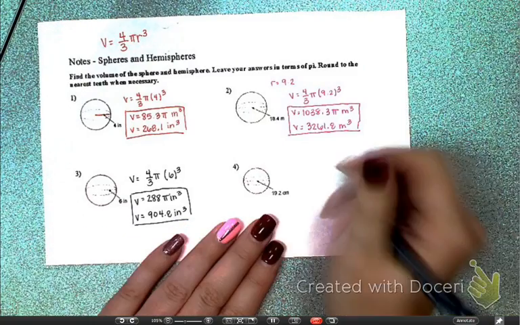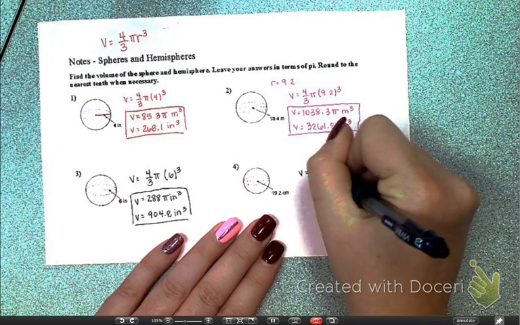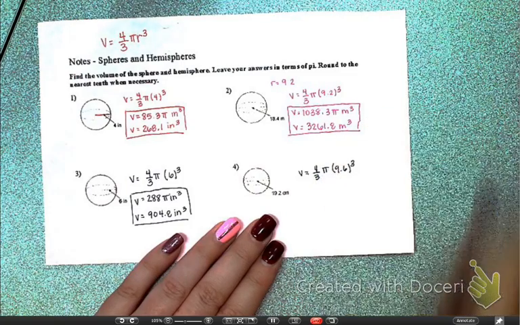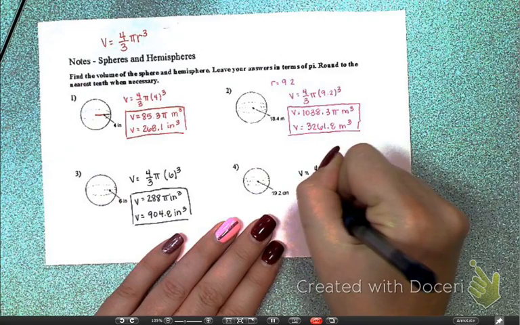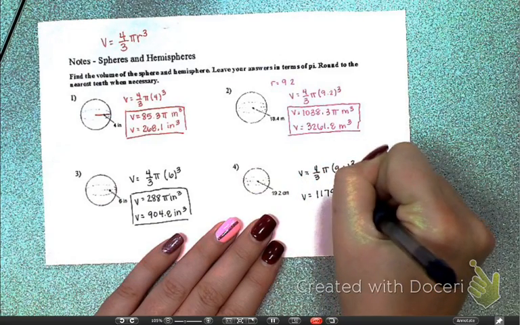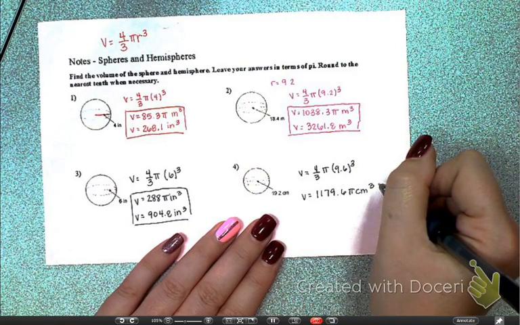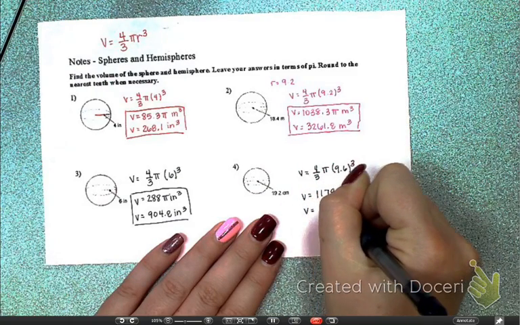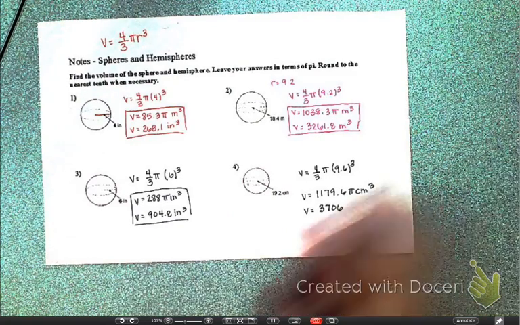Awesome. Number 4, volume equals 4/3 pi. What's my radius? 9.6, because you divided 19.2 in half. Yes. So 9.6 to the 3rd power times 4/3 is 1,179.6 pi centimeters cubed. And then when I multiply through by pi, I get 3,706. I think it was a 0.9, and then it was rounded up. 0.09. Okay, so watch.